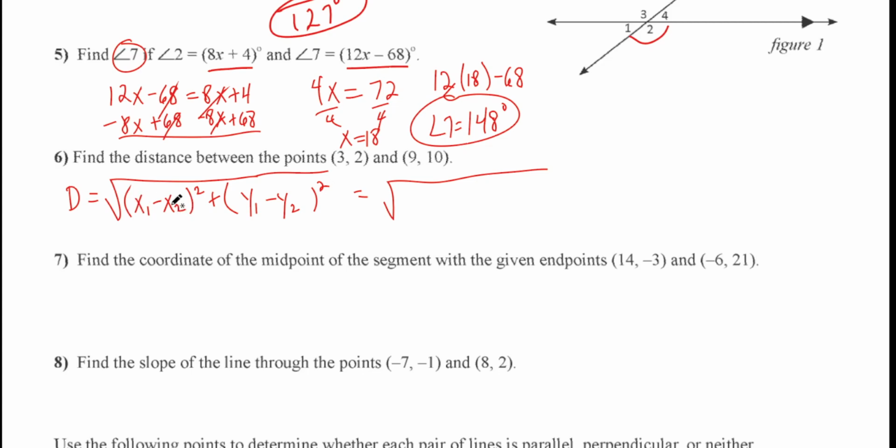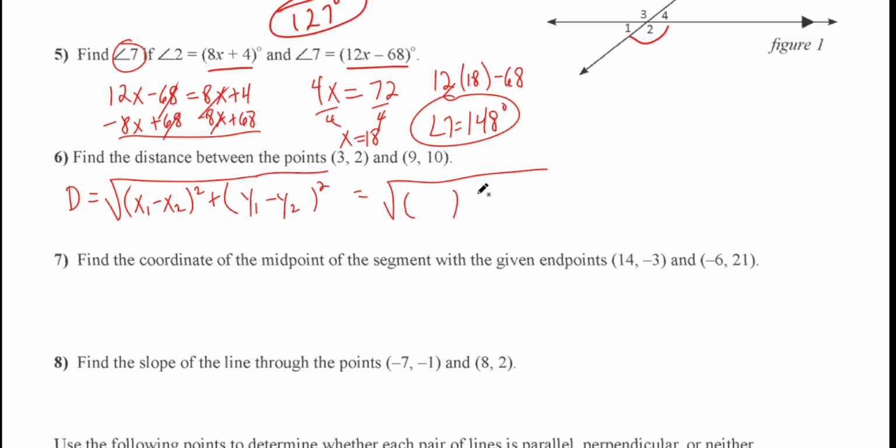Or you could go x2 minus x1. It doesn't make any difference because the only thing different in subtracting them in a different order is one's going to be positive, one's going to be negative. But what happens when you square it? When you square a negative, it becomes positive, right? When you square a positive, it becomes positive. So it doesn't matter. That's my point. Everybody got that? Okay, so we subtract.